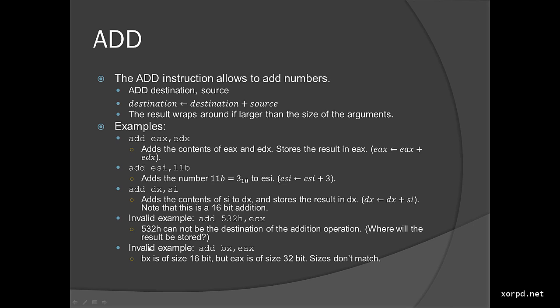Another invalid example. Add BX, EAX. Here the problem is with the sizes. BX is of size 16 bits. However, EAX is of size 32 bits. And the sizes don't match. There is no such instruction as add BX, EAX. Therefore, the assembler won't be able to encode it in its equivalent numeric representation, because there is no equivalent numeric representation for this kind of instruction. It is invalid. The same goes for the previous one, which is invalid too.